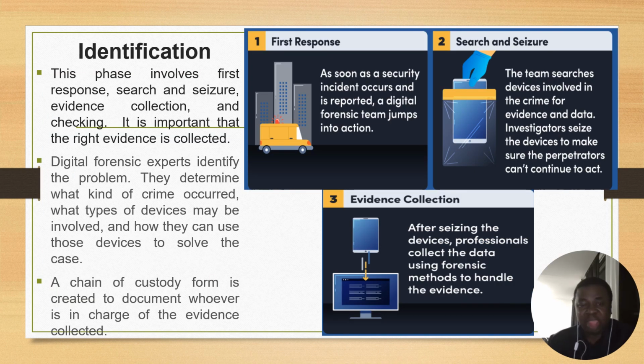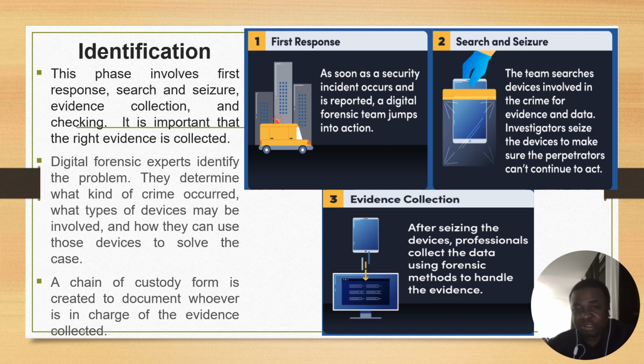So I'm going to talk about the identification stage in depth. Now, this phase involves first response, search and seizure, evidence collection, and checking. It is important that the right evidence, like I said earlier on, must be what? Collected. Digital forensics experts identify the problem, they determine what kind of crime occurred, what types of devices may be involved, and how they can use those devices to solve the case. A chain of custody form is very important. This form is created to document whoever is in charge of the evidence collected.